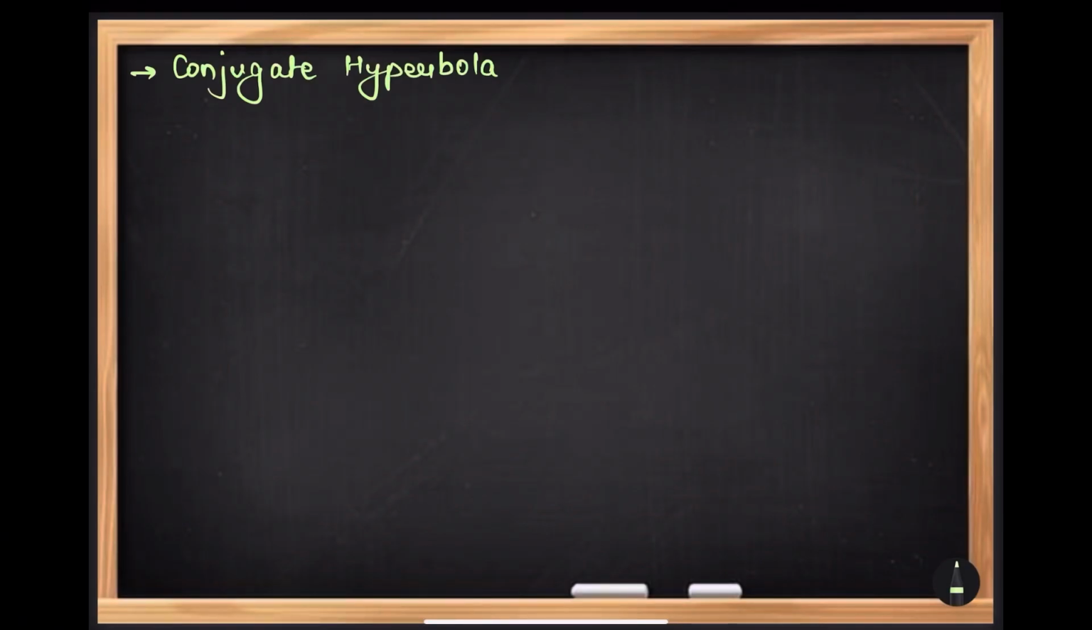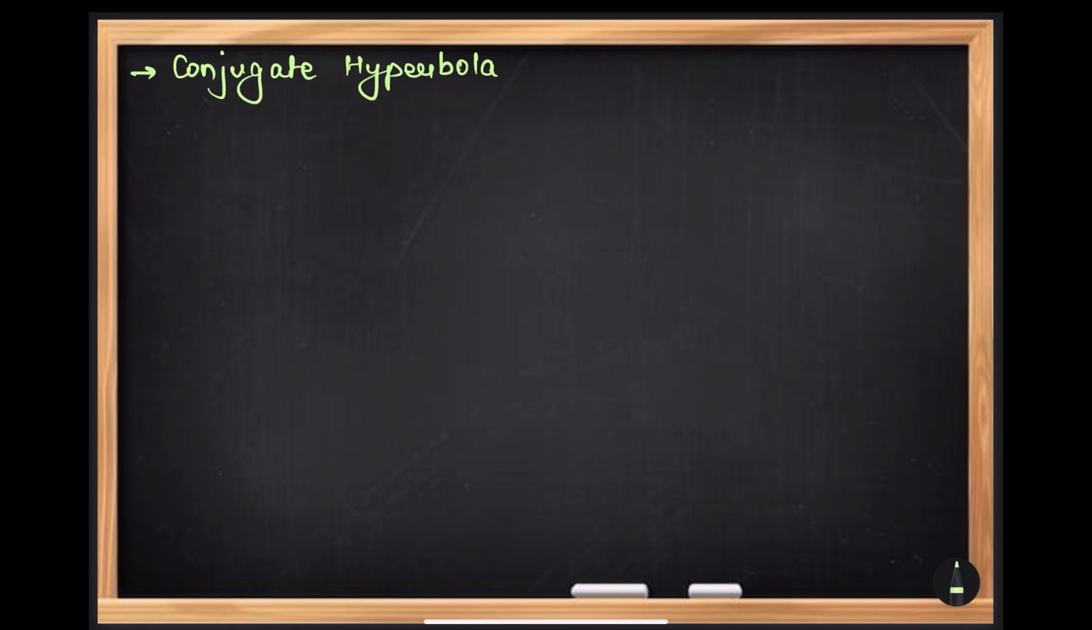Okay, now we have to understand what is conjugate hyperbola. Do you remember that we used to have two ellipses, horizontal ellipse, vertical ellipse? Now, in hyperbola, we have hyperbola and conjugate hyperbola.